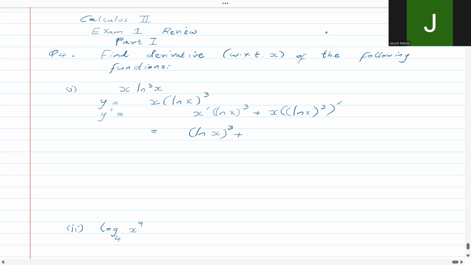plus x. For the derivative of (ln x)³, we will employ the chain rule by setting ln x to be u. So in simple terms, we're finding the derivative of u cubed, and this is a polynomial. So you find the derivative by dropping the power and subtracting 1 from the power, we get u squared. Then you multiply by the derivative of u.